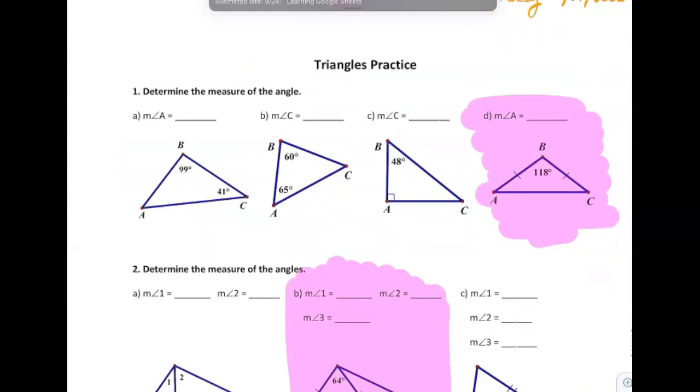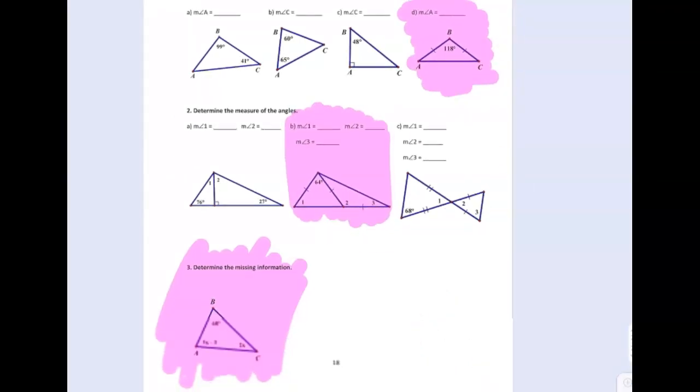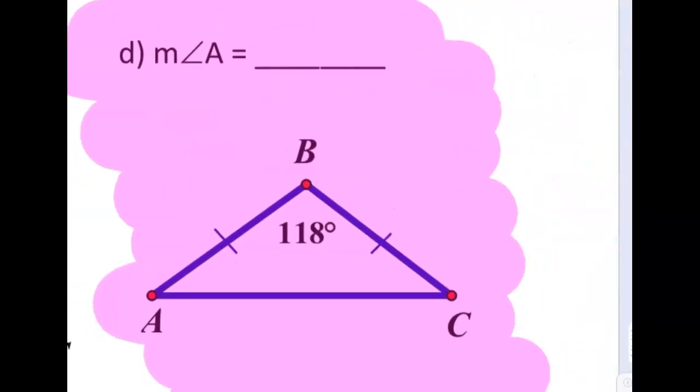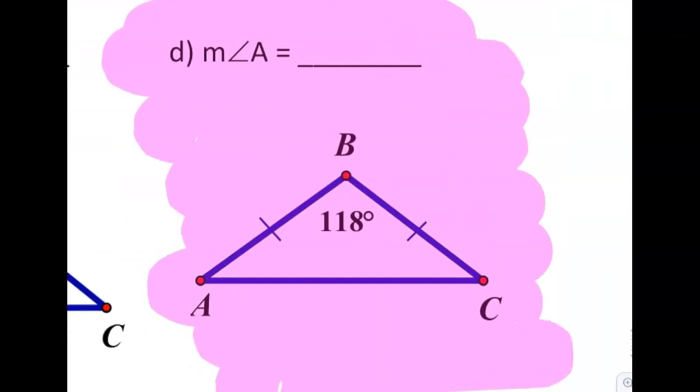On page 18, we're going to only focus on the ones I highlighted in pink there. So question 1D, I'll have you do this one on your own. It gave you that these two sides were identical, and it gave you the vertex angle of 118. It wants you to tell what angle A was. But remember, angle A and angle C are the same.